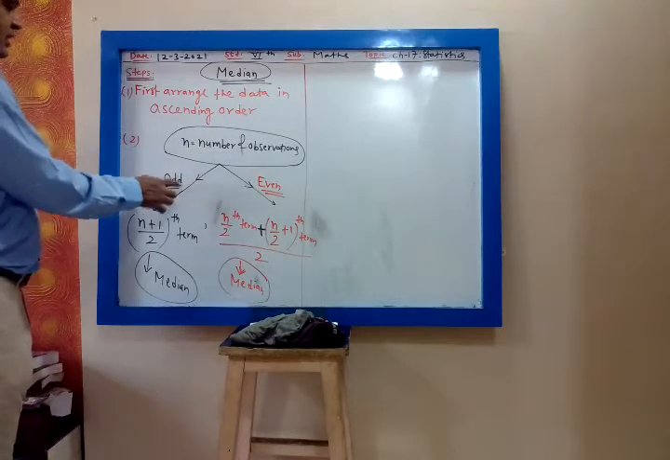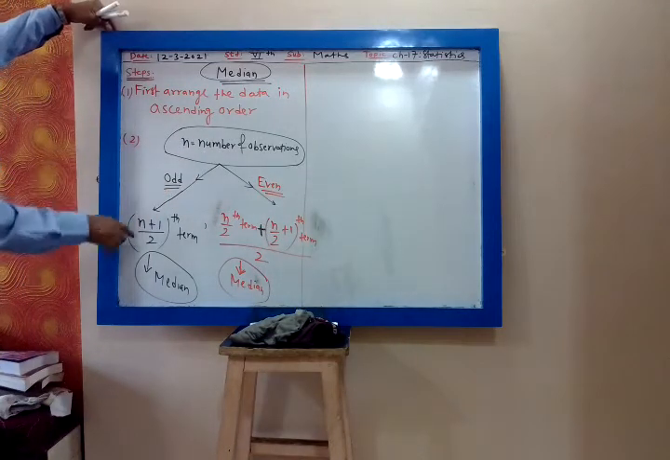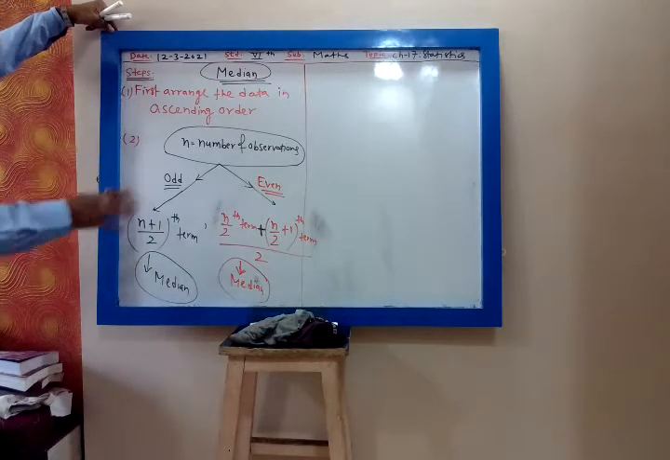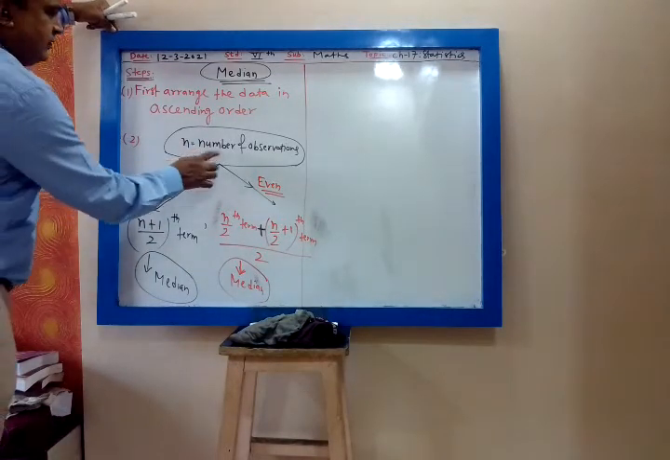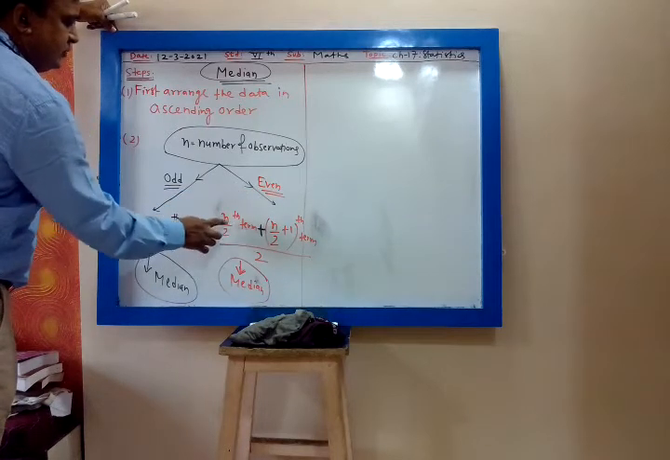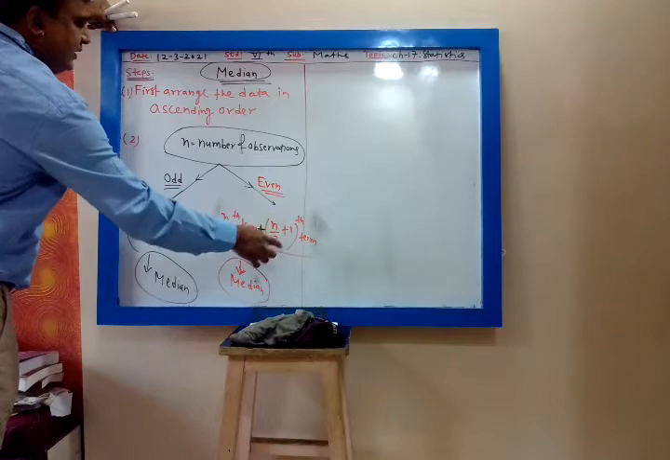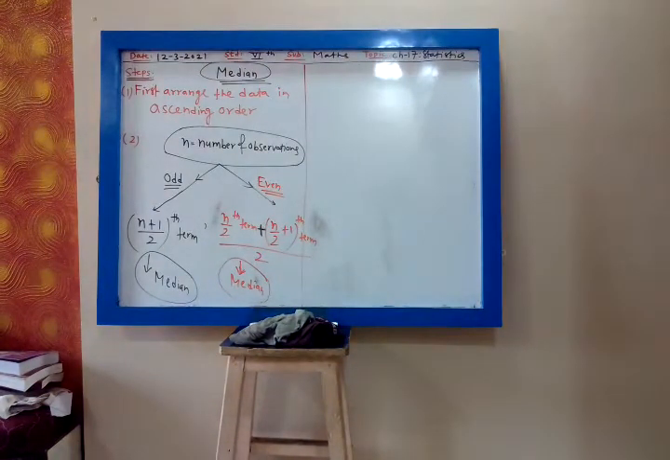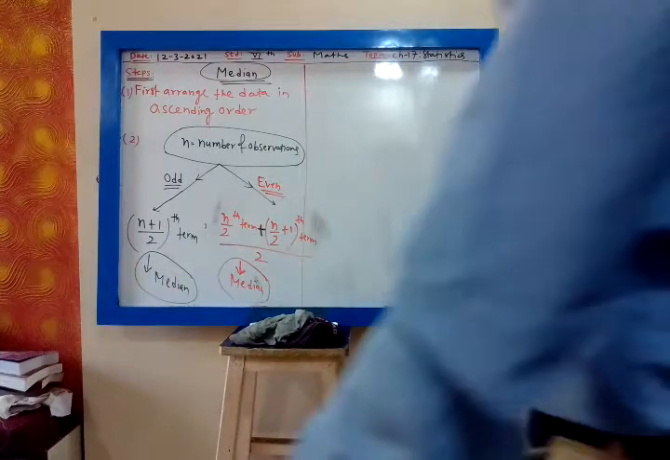If the number of values is odd, then the median will be the (n plus 1) divided by 2 th term. If the number of observations is even, then the median will be the n by 2 th term plus the n by 2 plus 1 th term, whole divided by 2. That we will see. Write down this, because I am going to use this to solve the problem, my dear.